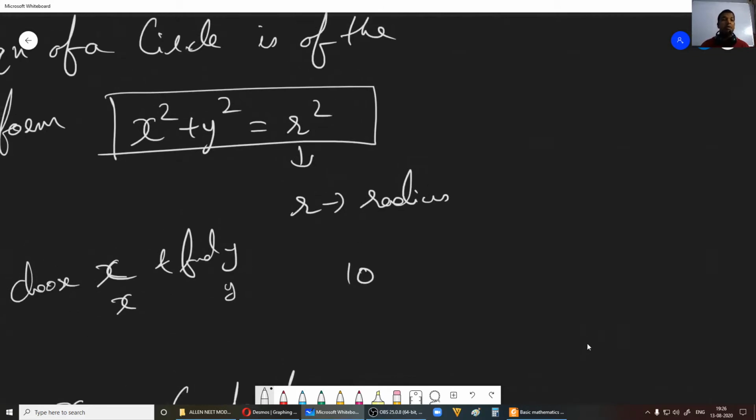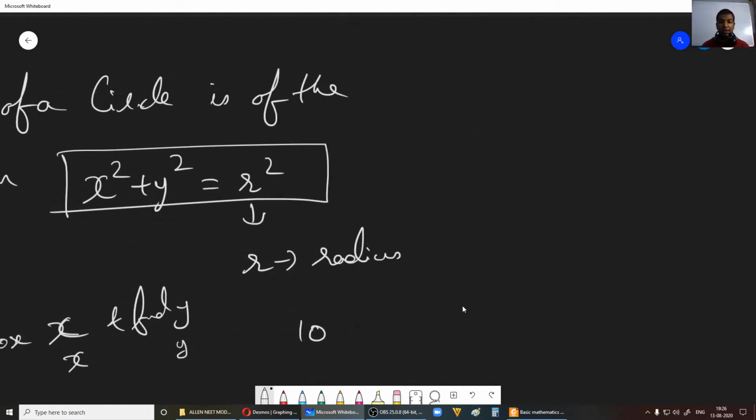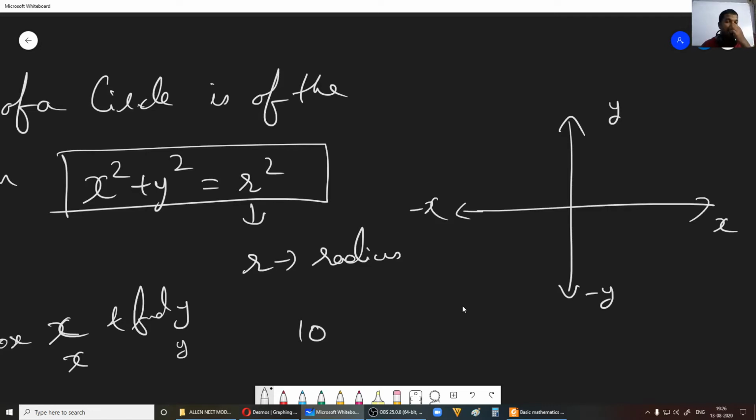So for the circle you can write this way: x, y, minus x, minus y. If you are a bio or CS student, these equations, whatever we are doing, are sufficient. Now this equation actually represents a circle whose center is the origin.